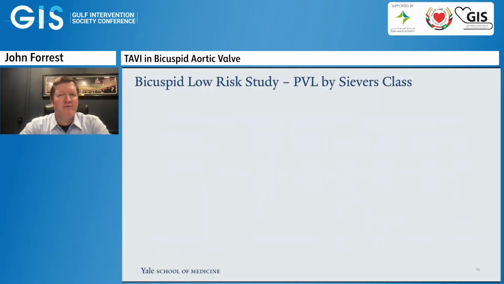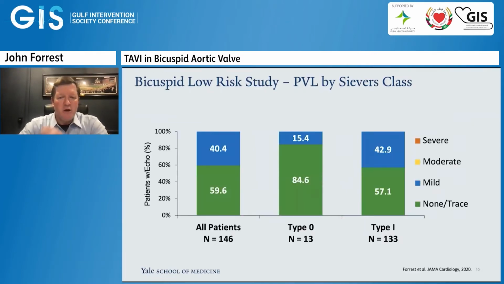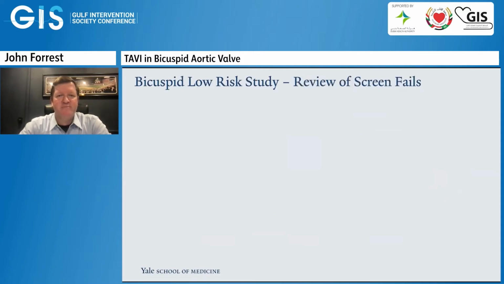What about in terms of paravalvular leak by Sievers classification? This has certainly been an area of interest. And I think what we can see here is that in fact, type 0 bicuspid valves don't tend to be associated with worse outcomes. You can see here type 0 versus type 1. And in fact, if anything, although the numbers are small here, right, only 13 patients with a type 0. The study was done in North America, where we have a lower number of type 0s as opposed to elsewhere in the world. Patients did very well, very little paravalvular leak.